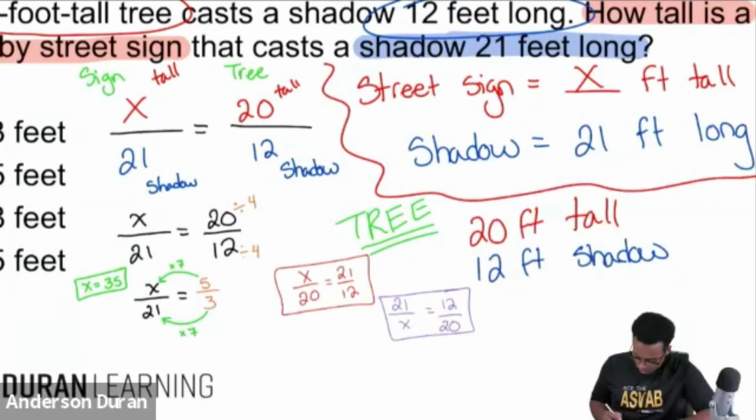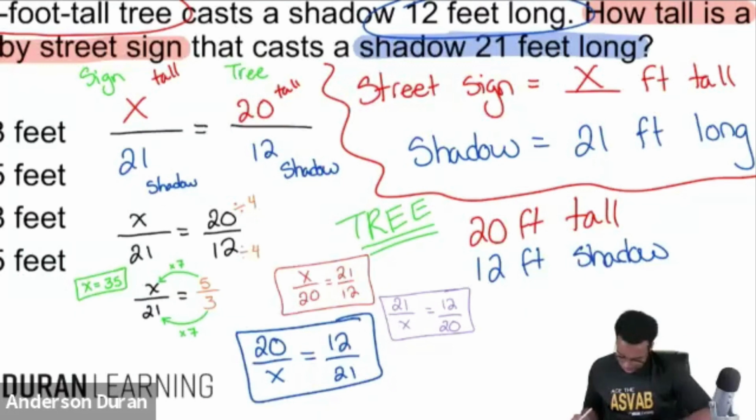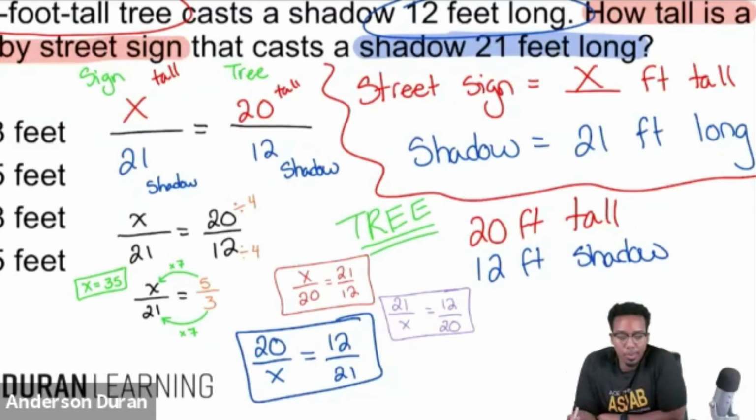Another way would have been, let me use blue here, there's so many different ways, honestly. You can do 20 over x equals 12 over 21. That's another way you could have done it. Is there any other way? There should be at least one more way, I think. No, it will just be flipping the fractions. Yeah, it's all the same thing, really. But those are all of the different ways that you can set it up. So does that make anybody here feel a little more comfortable about doing it the right way?